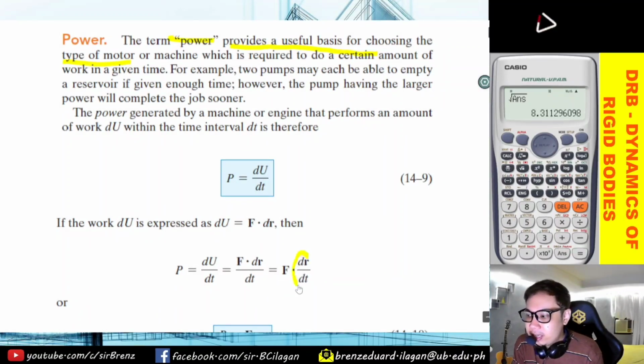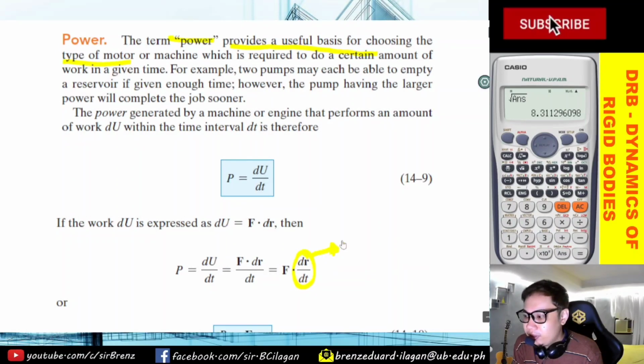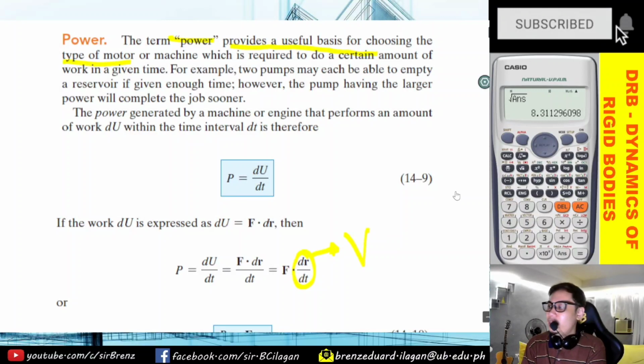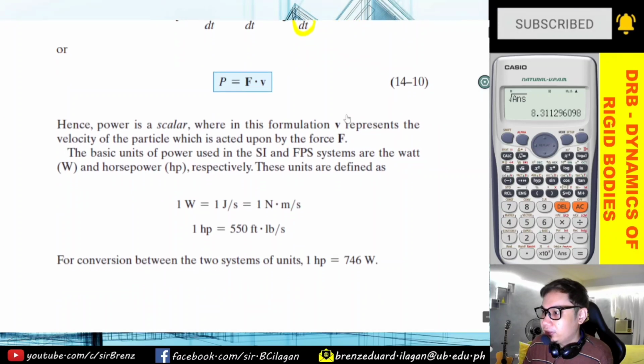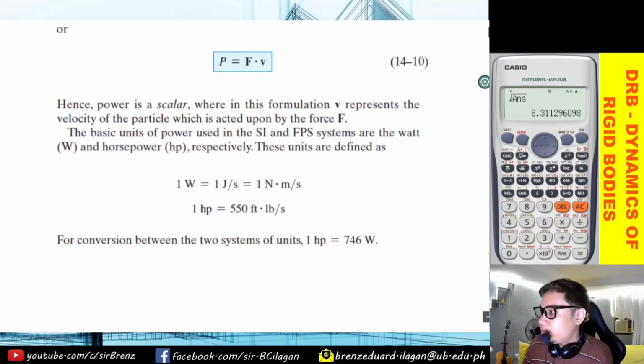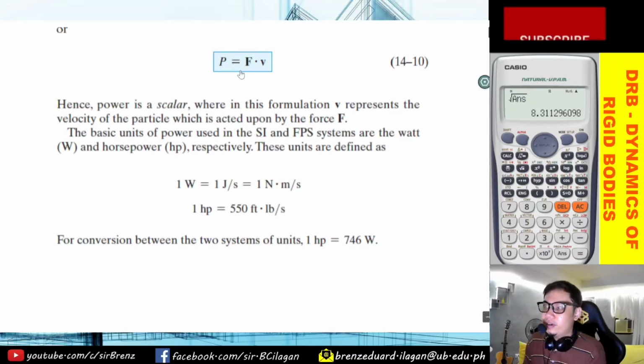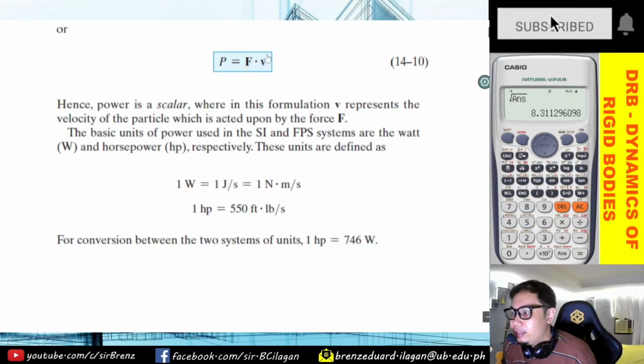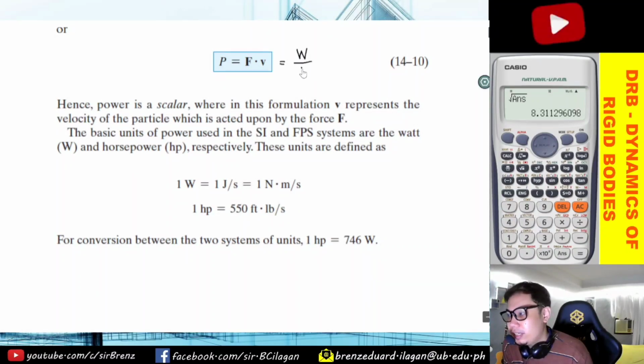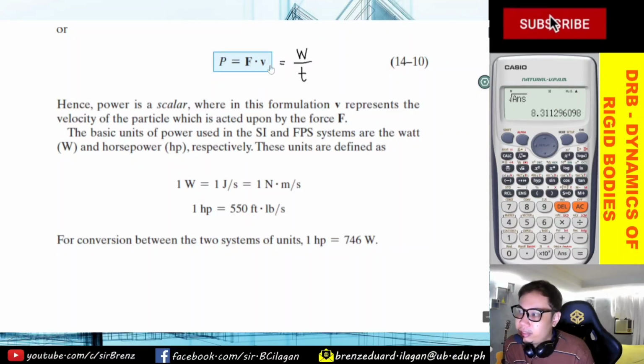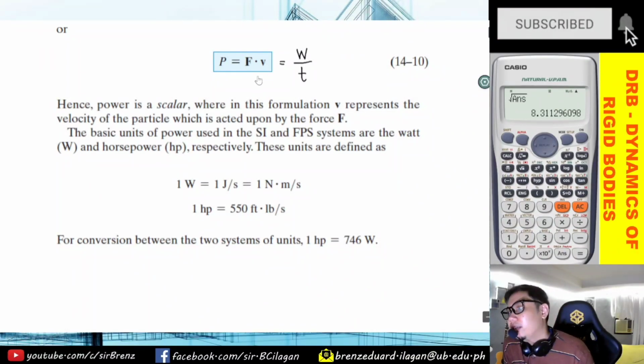So alam naman natin na distance over time. So ito ay equal sa velocity. Okay? So kung ibababa mo yan, ayan. So the formula, one formula for power is equals to force times velocity. Pero ito, pwede rin siya na yung work, yung force times distance over time. So, if given ito, so ayun lang, W over T lang siya. And then kung given is force at velocity, so ito yung equation ng power.